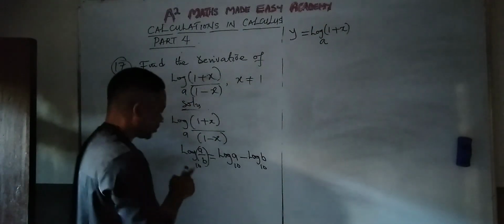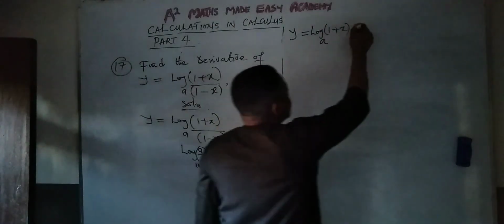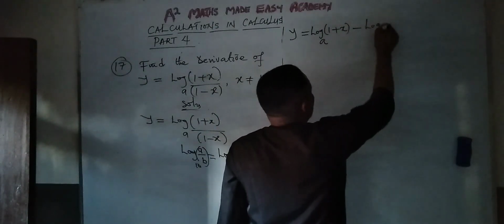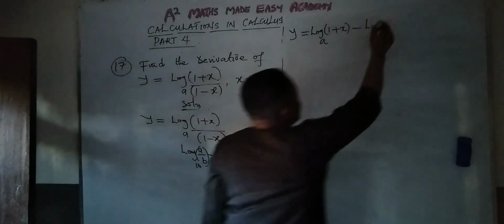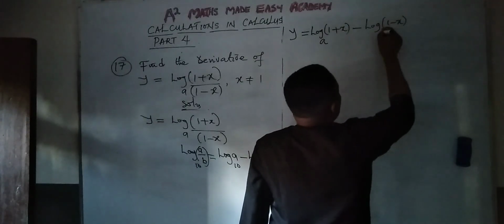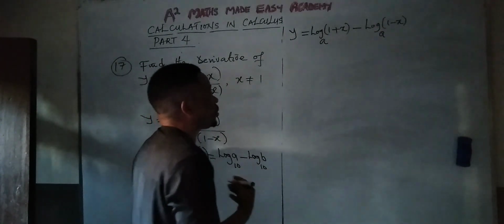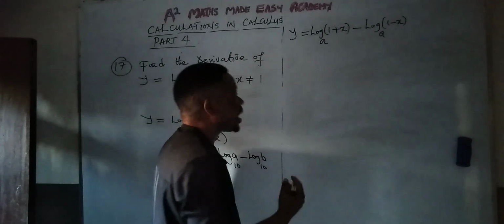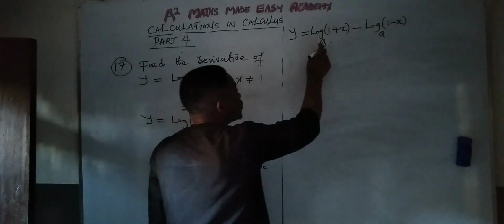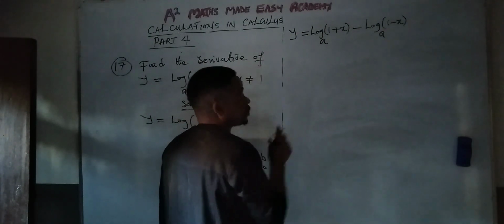A. Are you with me? Over means what? Minus. It becomes the second one, which is log of 1 minus x under base what? A. Can we now begin to differentiate this one after the other? Check my part 3 and part 2 video. I taught logarithm differentiation. Can we do it?